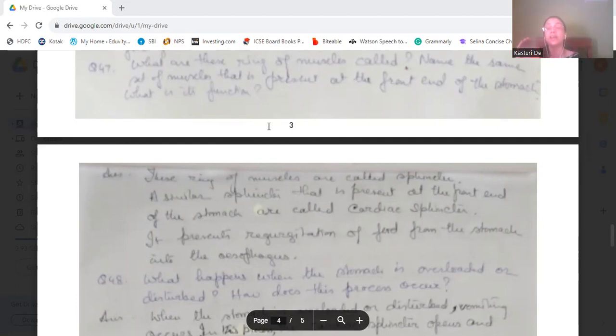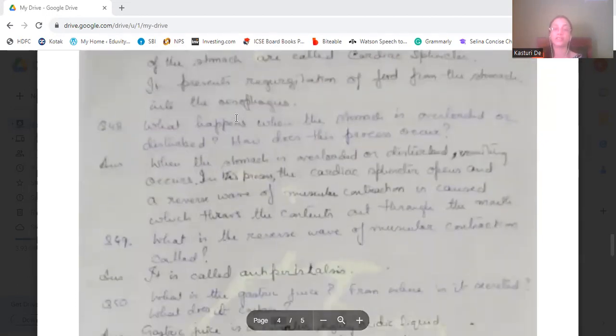Another thing is that the food present in the stomach after mixing with the gastric juice is known as chyme. When the chyme passes into the small intestine, it passes little by little. What happens when the stomach is overloaded or disturbed? How does the process happen?